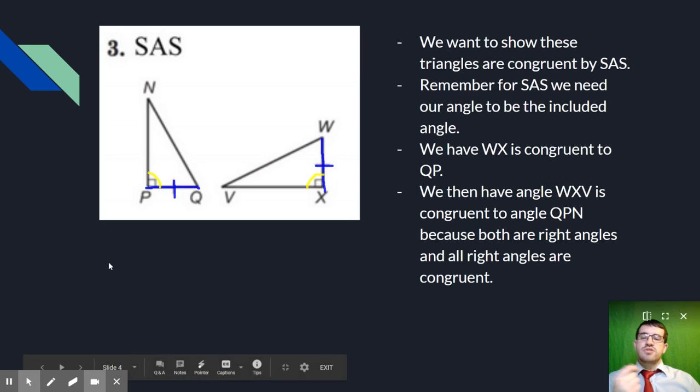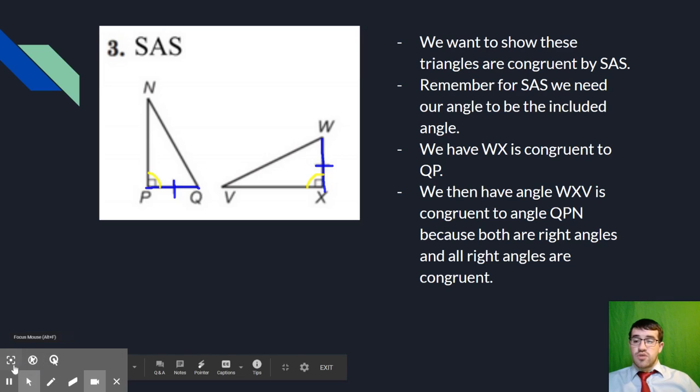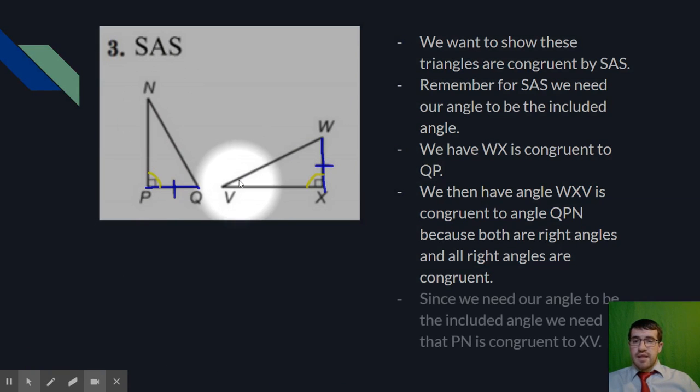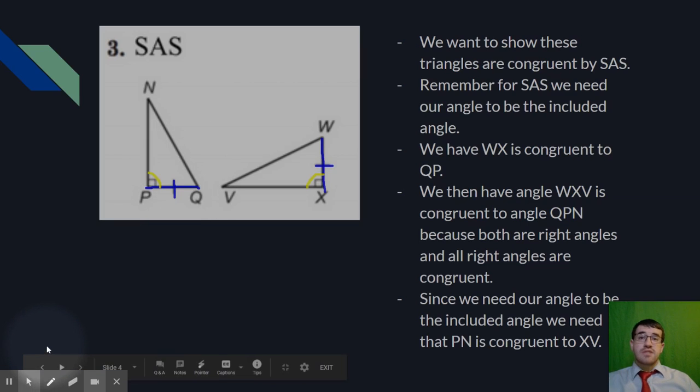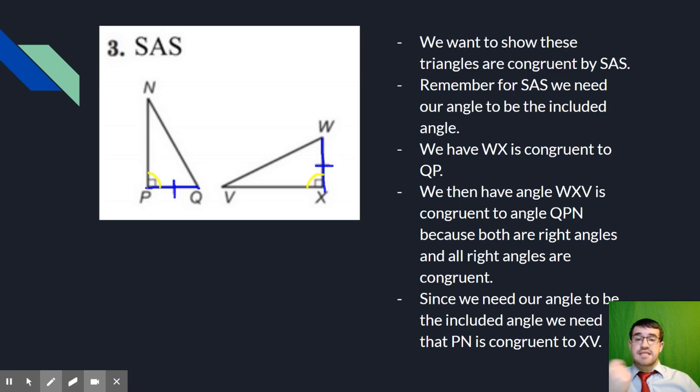Now, it's important to note that we are looking for the right angles to be the included angles. So we couldn't do the hypotenuses because that would then give us angle side side, and we know that that is not a congruence statement for geometry. So for our angle to be the included angle, we need that PN is congruent to segment XV.